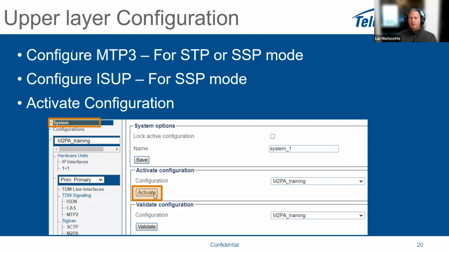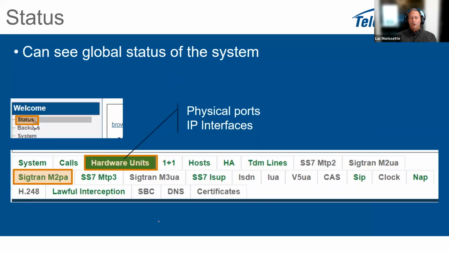Then once you've configured what you need for your system, you will activate the configuration. So you need to go on system here and activate this configuration. You can also validate here to make sure you didn't make any mistakes in the configuration. Once it has been activated, right away, the link will be configured, it will be set up, and will come up, start sending packets over the network, and try to connect to the remote end.